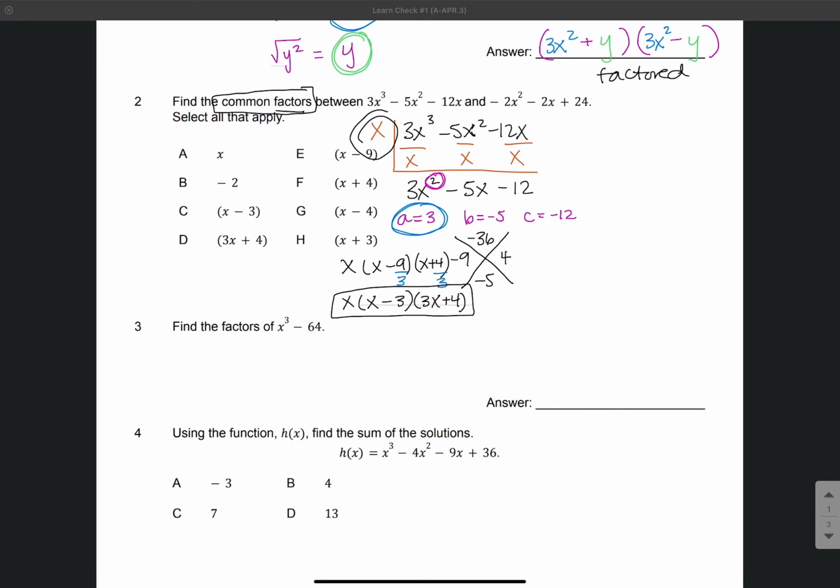So then, let's go ahead and now do the second one. So we've got negative 2x squared minus 2x plus 24. Now for this, I can see that there's a negative sign in front, so I know I need to handle that. And I should see that all of these numbers can be divided by 2. So I'm going to go ahead and do my GCF as a negative 2.